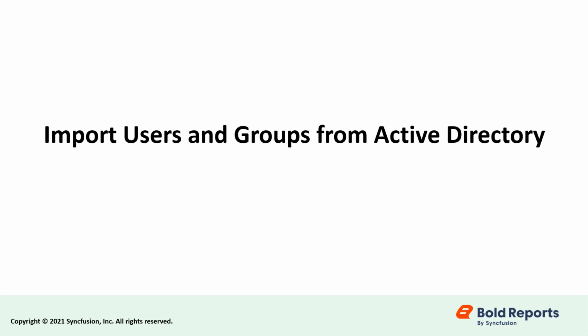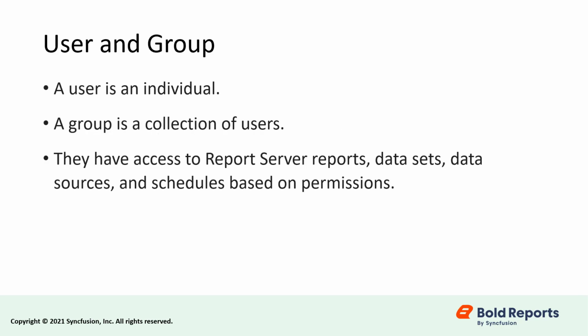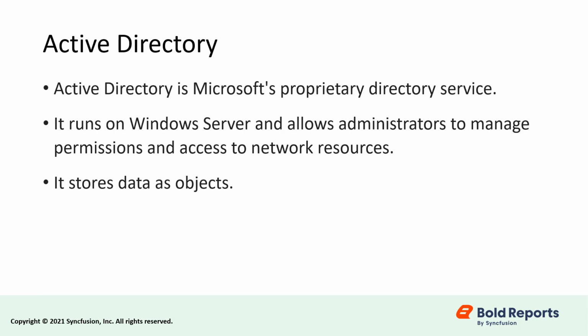Before getting into this video, let me briefly explain what I mean by users and groups. A user is an individual, and a group is a collection of users. They have access to report server reports, data sets, data sources, and schedules based on permissions. Active Directory is Microsoft's proprietary directory service. It runs on Windows Server and allows administrators to manage permissions and access to network resources. It stores data as objects.